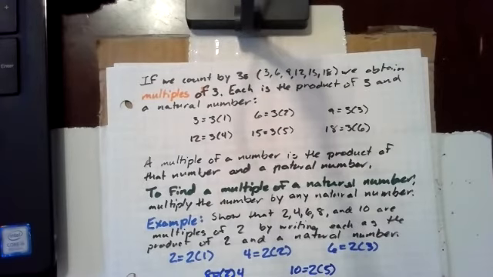Natural numbers that are multiples of 2 are even numbers, and natural numbers that are not multiples of 2 are odd numbers.